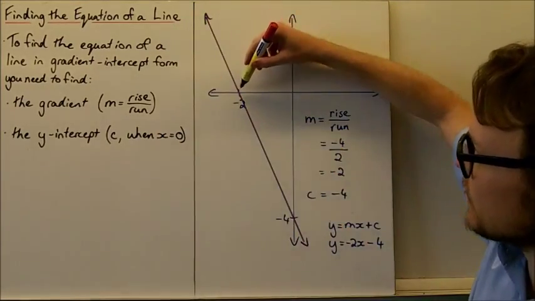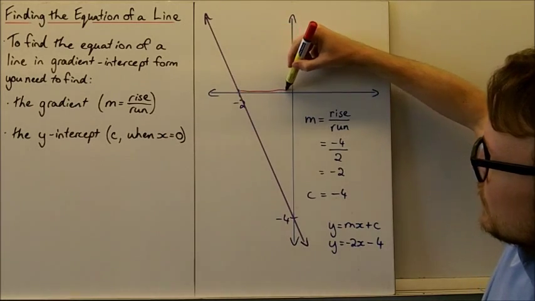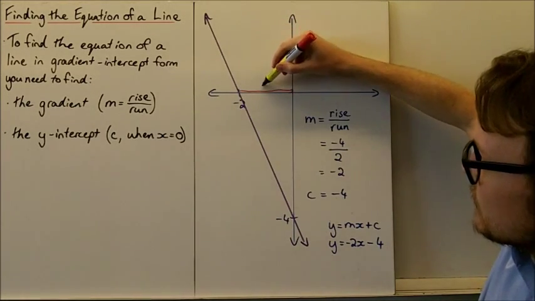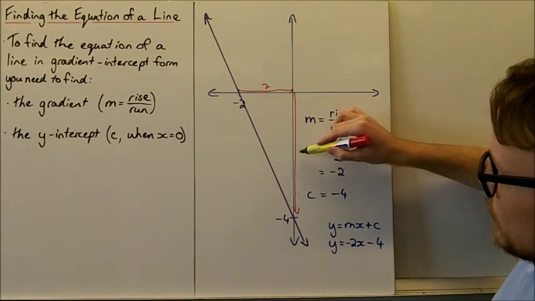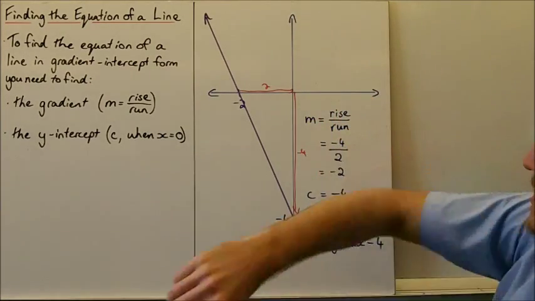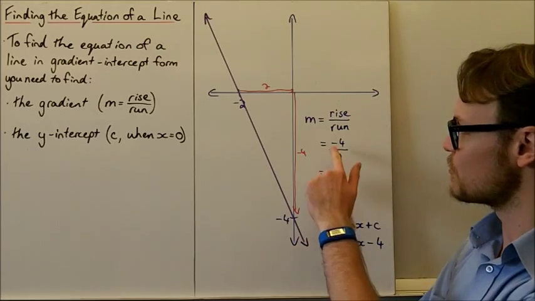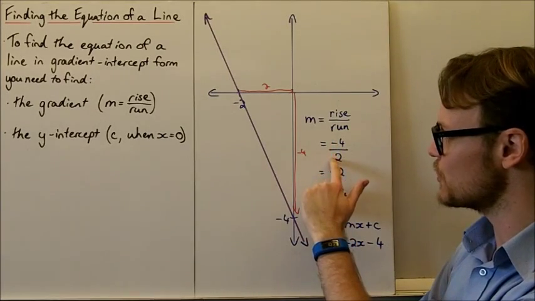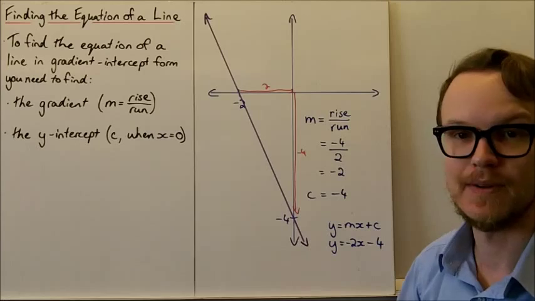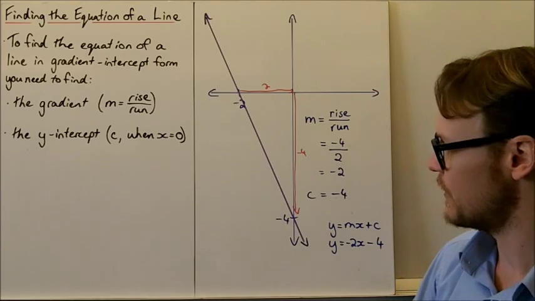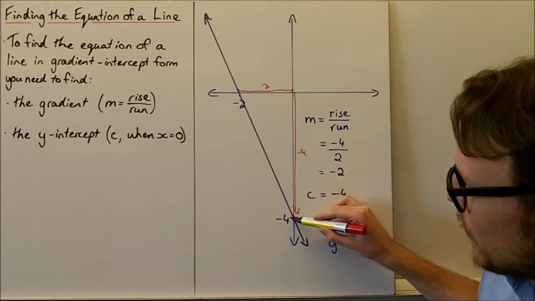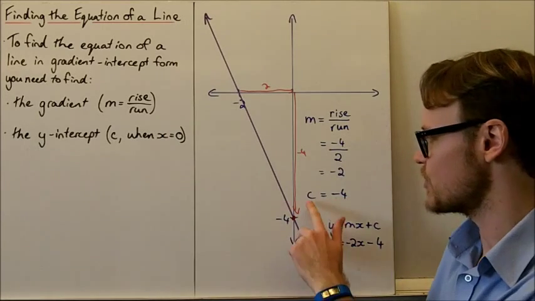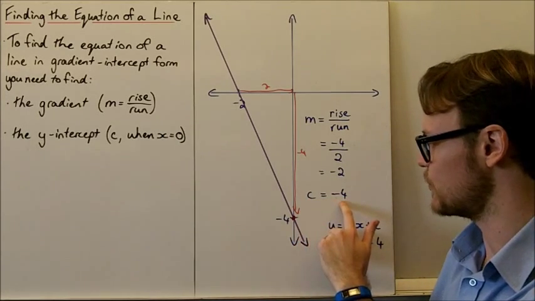You can see that the run along here from this point all the way to this point is going to be 2, and my rise is going to be -4, because it drops down by -4. So the rise is -4, the run is 2, and -4 divided by 2 is -2. The value for c is my y-intercept, where it crosses the y-axis right here. So c is equal to -4.